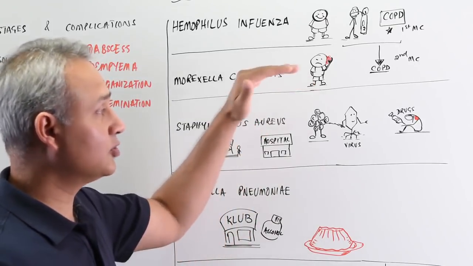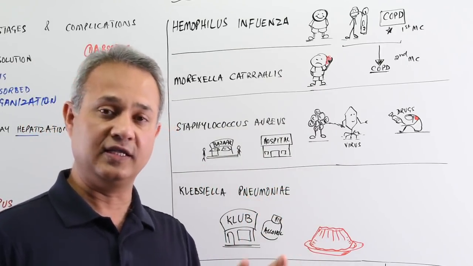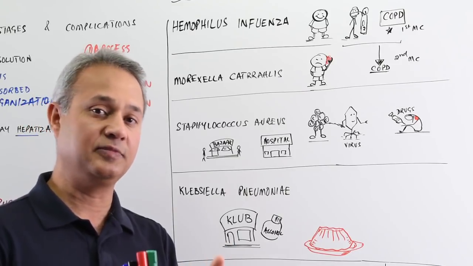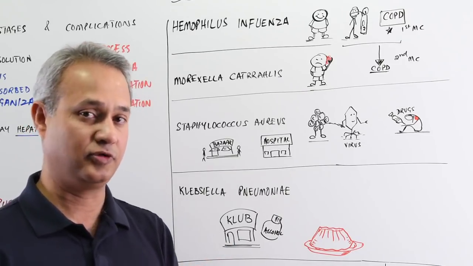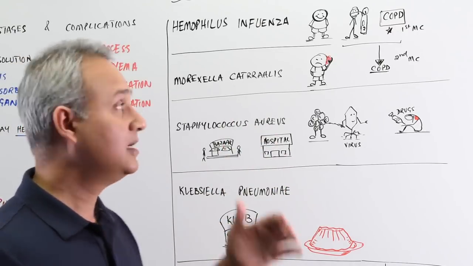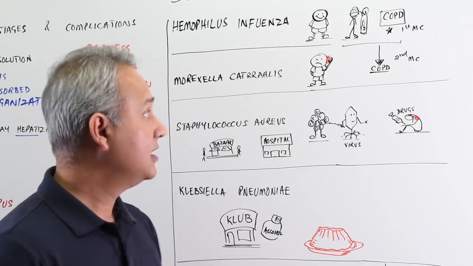So it affects those patients that have some other debility as well. They may be COPD patients, cystic fibrosis patients, chronic bronchitis, chronic bronchiectasis, and so on. So any patients that have some other illness can also become affected by the Hemophilus influenzae.